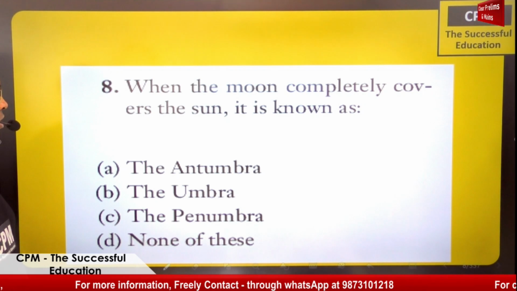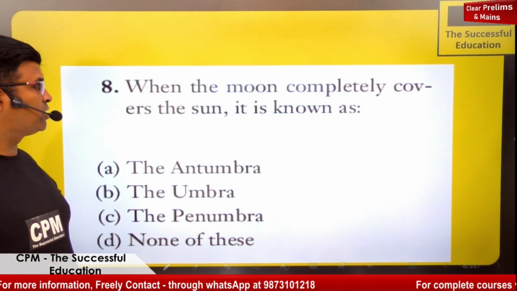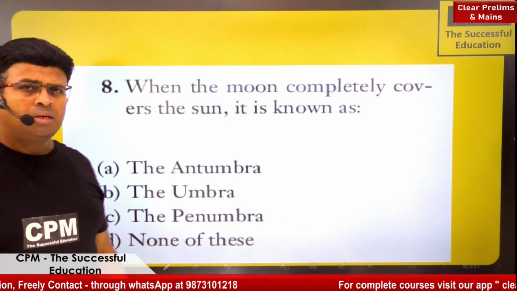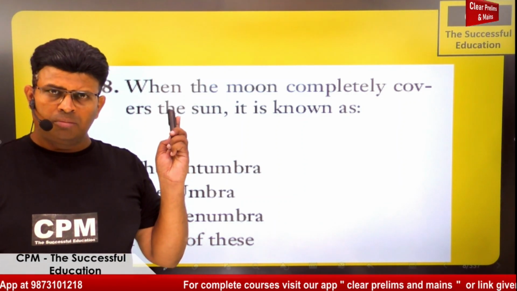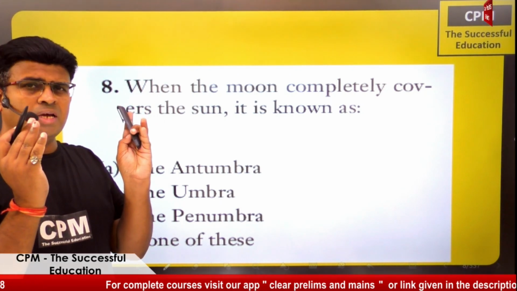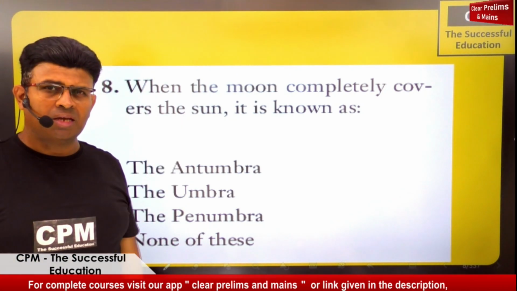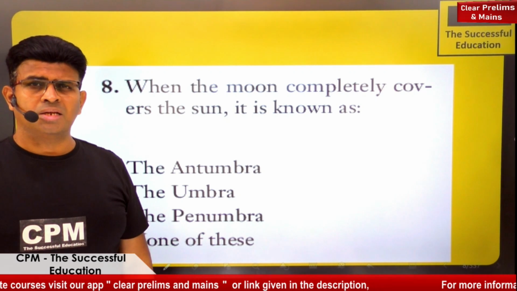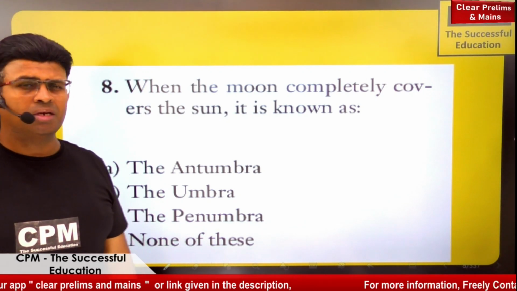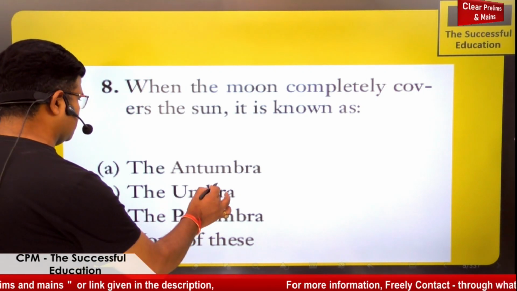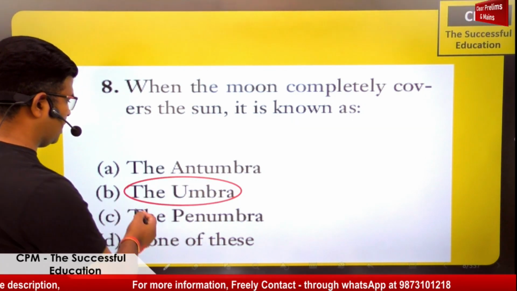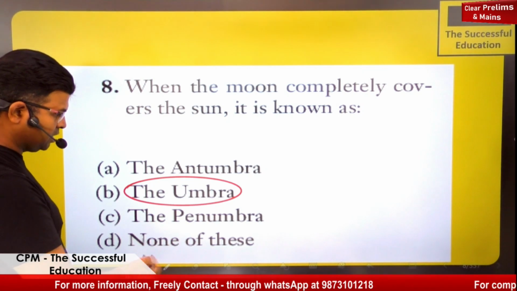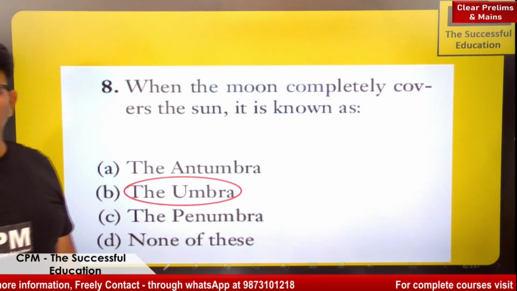Next question, when the moon completely covers the sun it is known as: And we just explained that when the moon completely covers the sun, the area that becomes completely dark, where the shadow reaches the Earth completely, that is umbra. The complete shadow region is the umbra. Option A antumbra, umbra, penumbra, none of these. The answer is umbra.